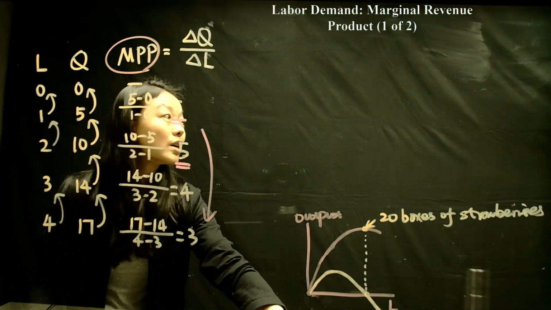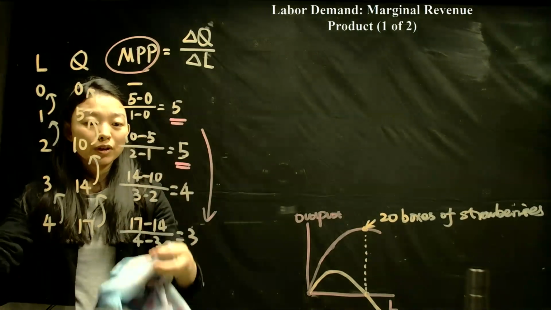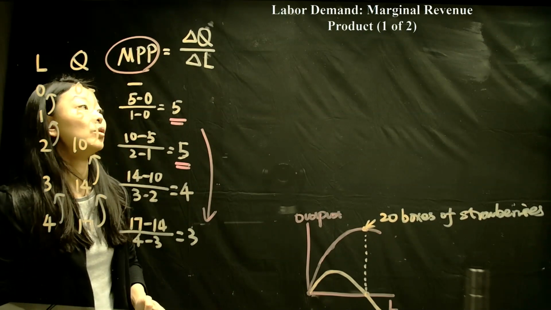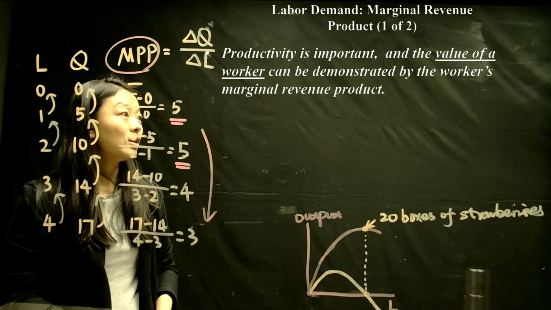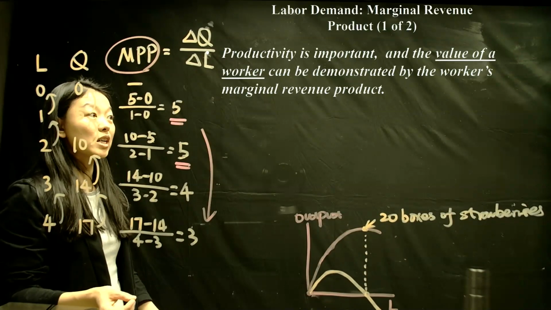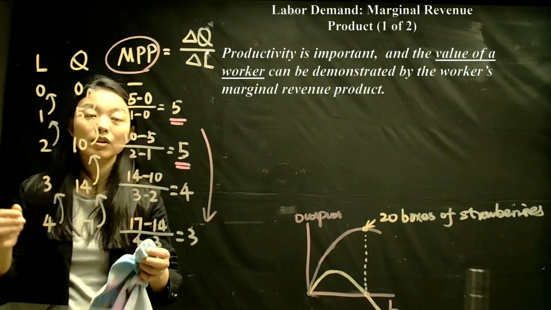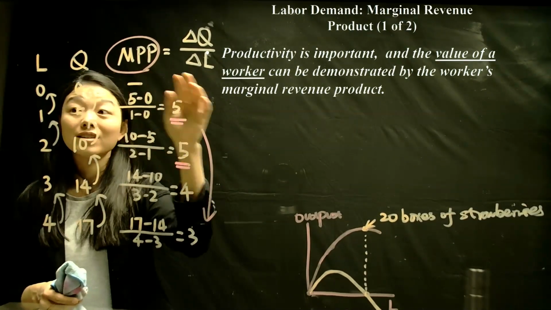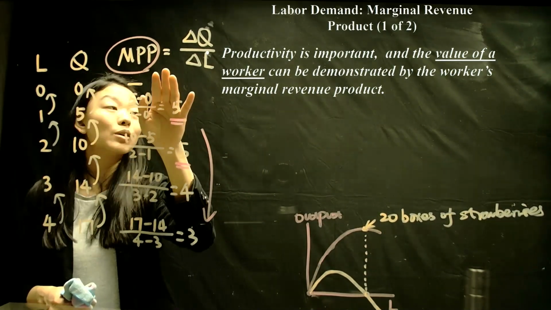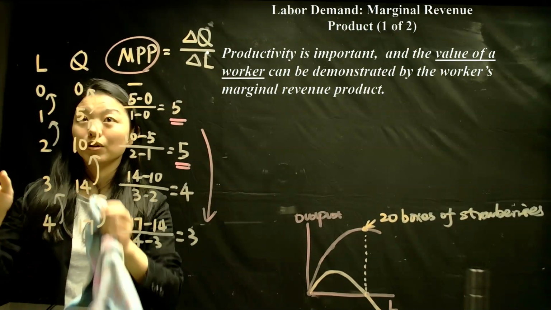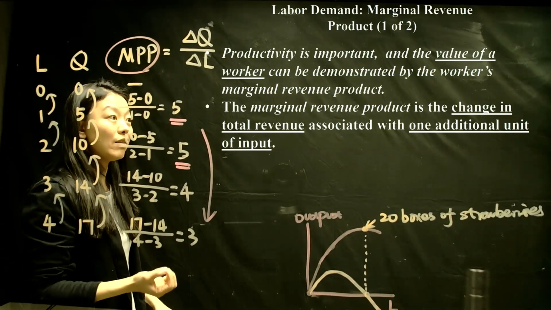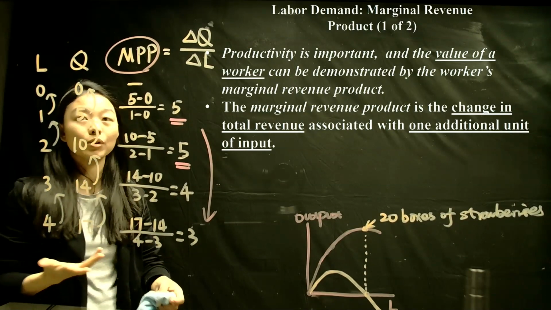All right. So for the marginal physical product, there is another one associated with it, which is marginal revenue product or marginal revenue. So productivity is important, and the value of the worker can be demonstrated by the worker's marginal revenue product. We said this is the marginal physical product that an additional worker can bring to the firm, but how much is this product worth? This will be measured by marginal revenue. So how do we compute the marginal revenue? The marginal revenue is the change in total revenue associated with one additional unit of the inputs.